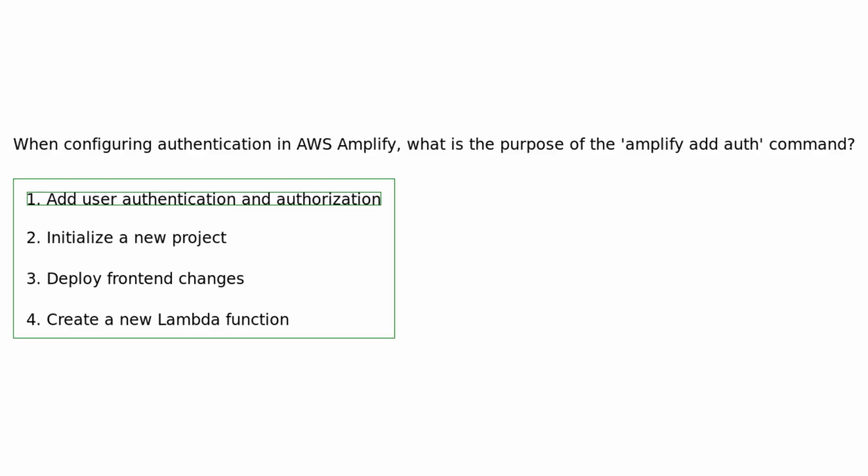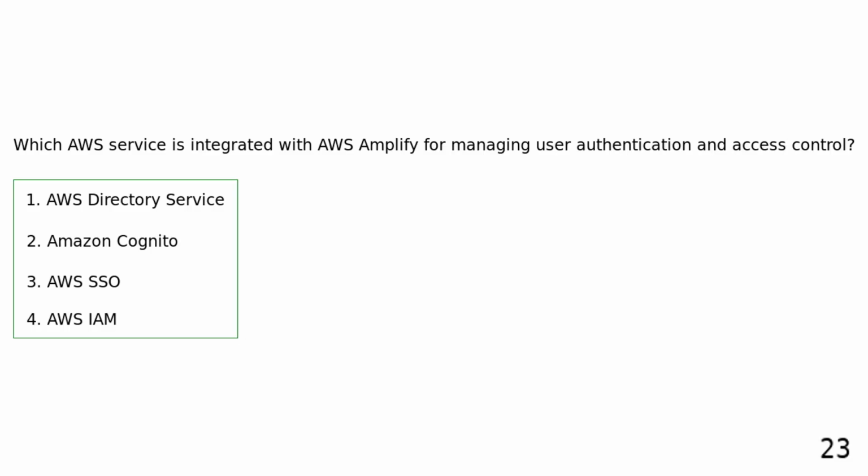mechanisms. Which AWS service is integrated with AWS Amplify for managing user authentication and access control? AWS Directory Service. Amazon Cognito. AWS SSO. AWS IAM.